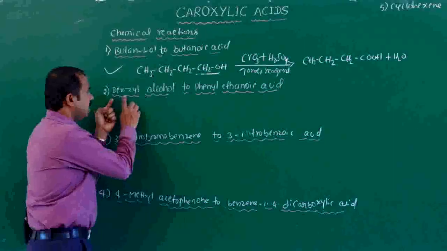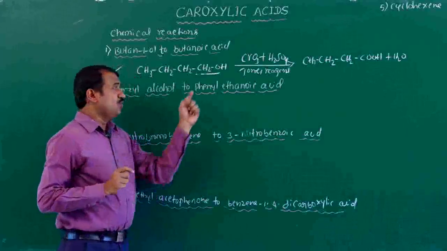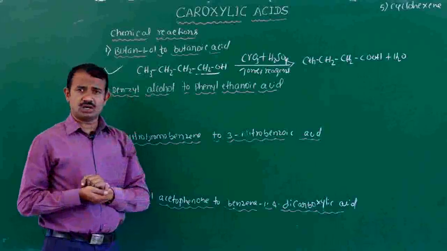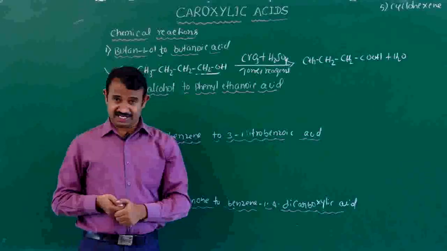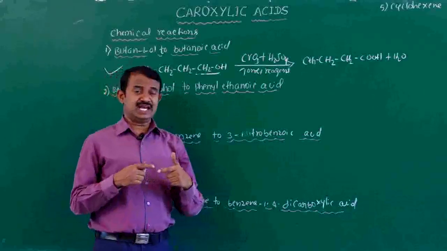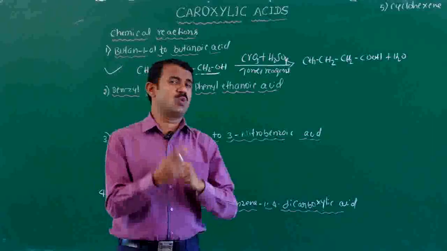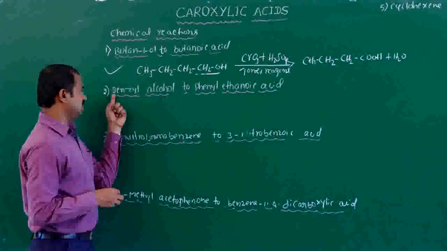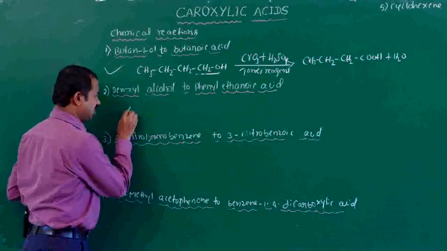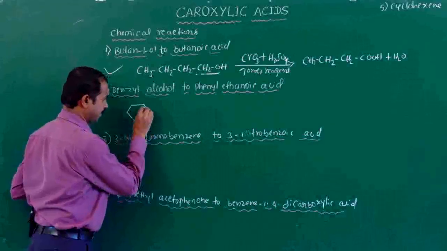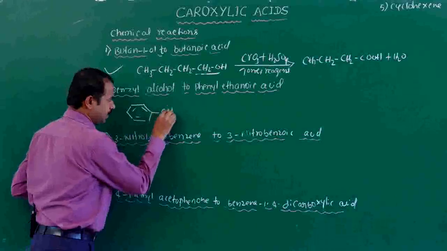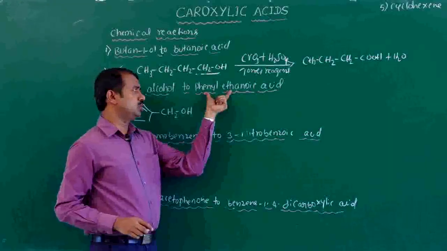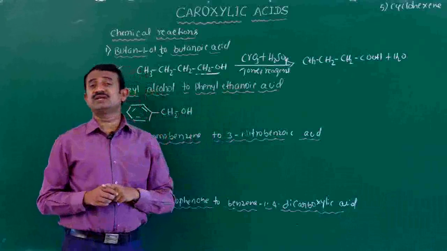Now the next one, benzyl alcohol is converted to phenyl ethanoic acid. You should know the structure. What is benzyl alcohol? What is phenyl acetic acid? Phenyl acetic acid is benzene which contains CH2COOH. This is the benzyl alcohol formula. Converting benzyl alcohol to ethanoic acid means one more carbon is required.